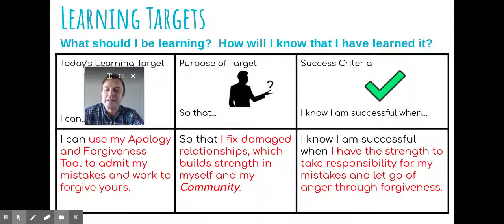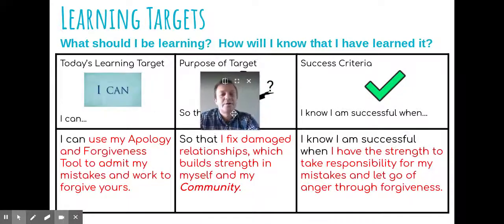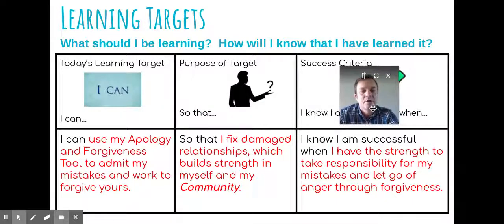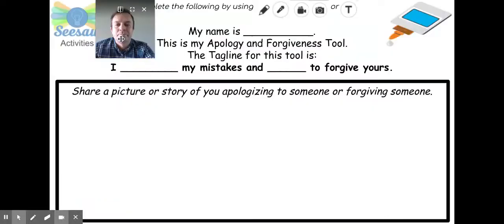We want you to be able to say, "I can use my apology and forgiveness tool to admit my mistakes and work to forgive yours," so that you too can fix damaged relationships and build that strength in yourself and the community. And you'll know that you're successful when you have the strength to take responsibility for those mistakes and let go of anger through forgiveness.